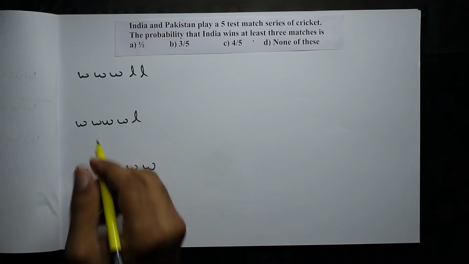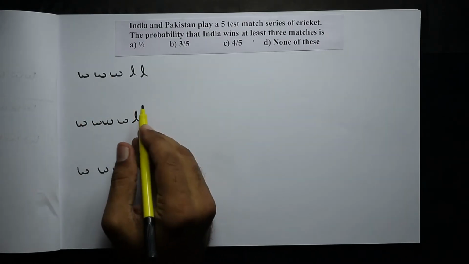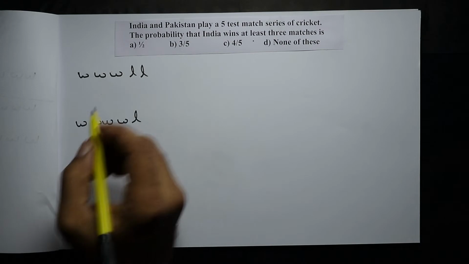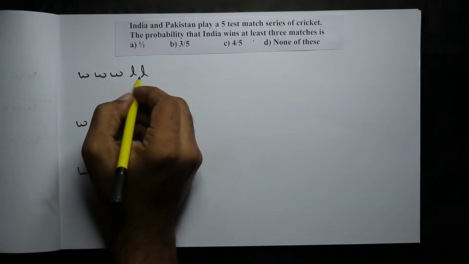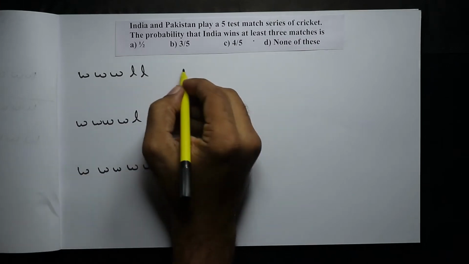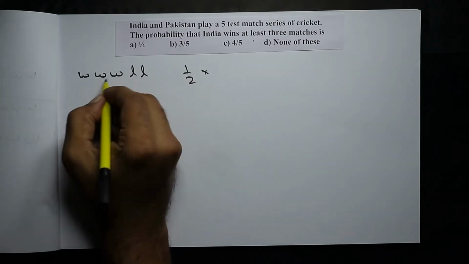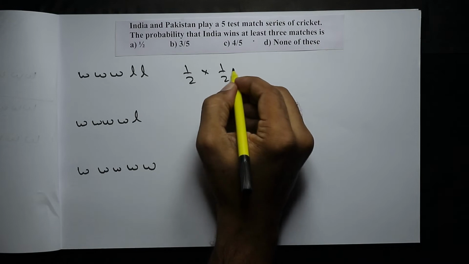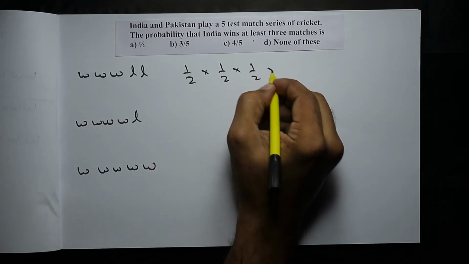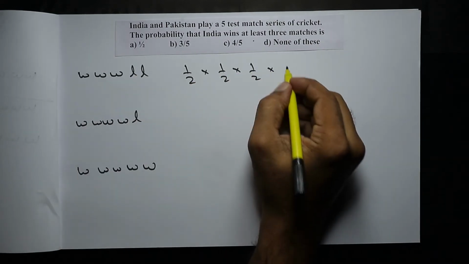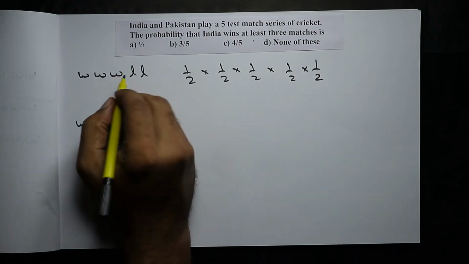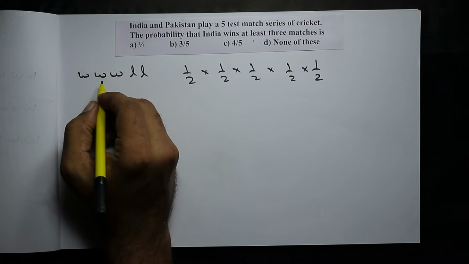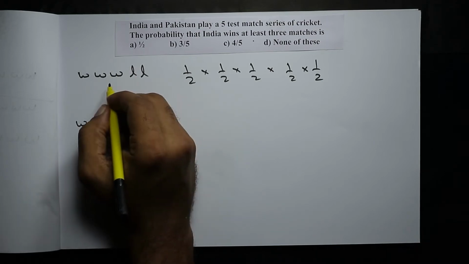So we'll find out the probability of each and add it up. That is at least 3, so 3 or 4 or 5. Now let us calculate the probability of this. First one is a win, that will be half. Second one is a win, that will be half. Third one is a win, that is half. Into the next one is a loss, that will be half. And the next one is a loss.